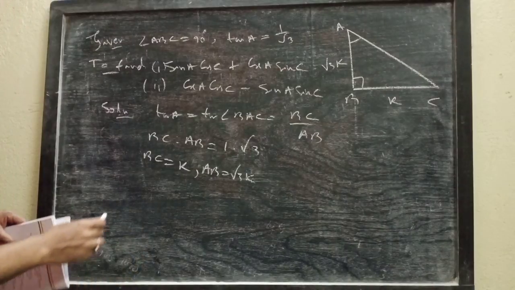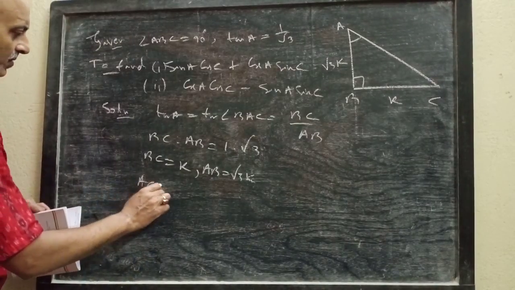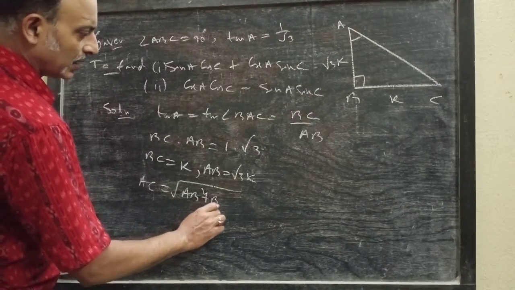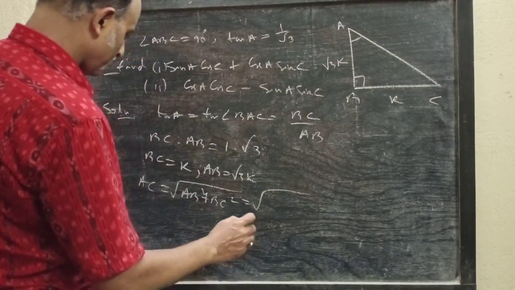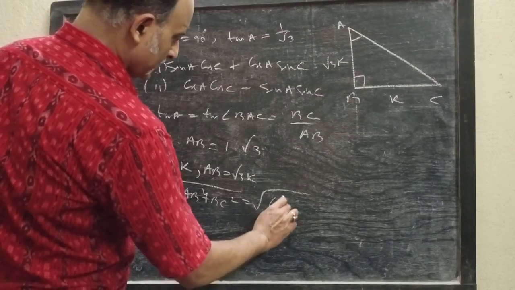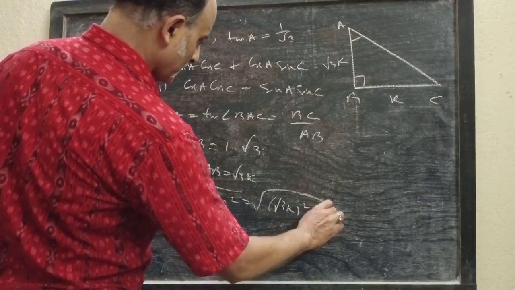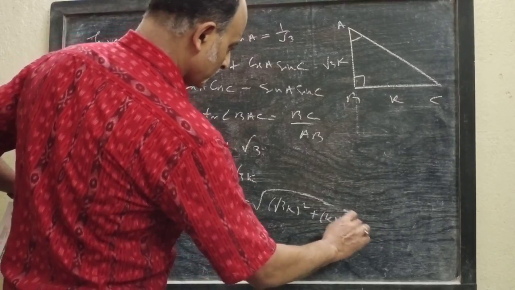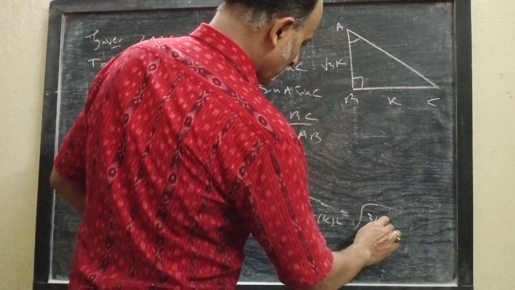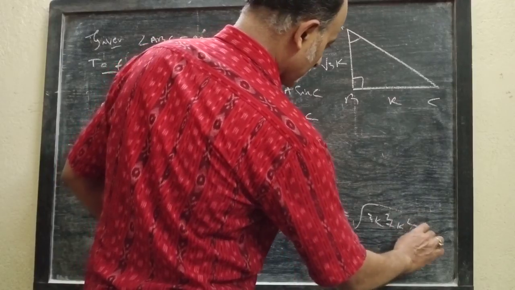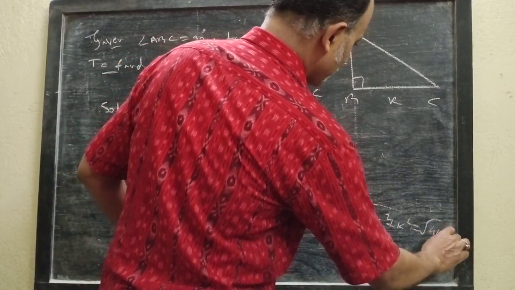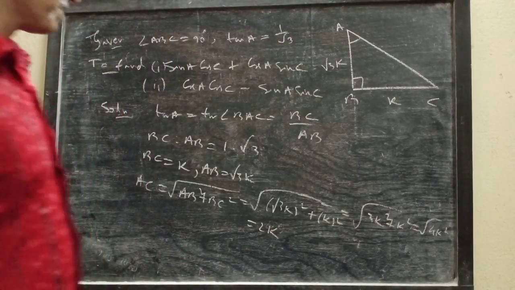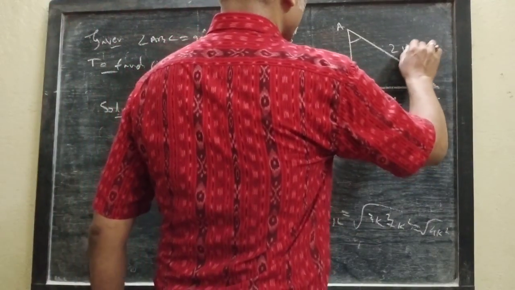Now from right triangle ABC we have by Pythagoras theorem AC is root over AB square plus BC square. AB square, that is root 3K whole square, plus BC square means K whole square, root over 3K square plus K square, that is root over 4K square. So ultimately we get 2K. So we get AC is 2K.